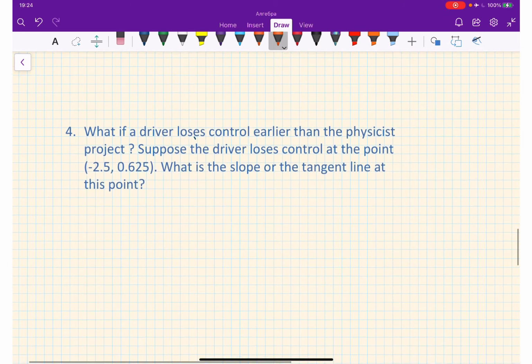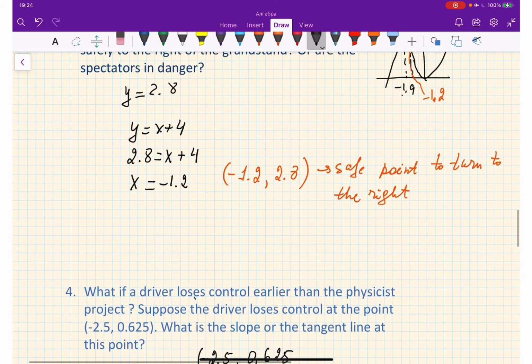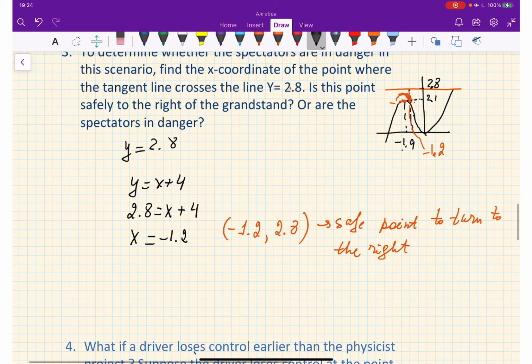What if a driver loses control earlier than physicists project? Suppose the driver loses control at the point negative 2.5 and 0.625. So let's see where it is. Negative 2.5, it's somewhere here.